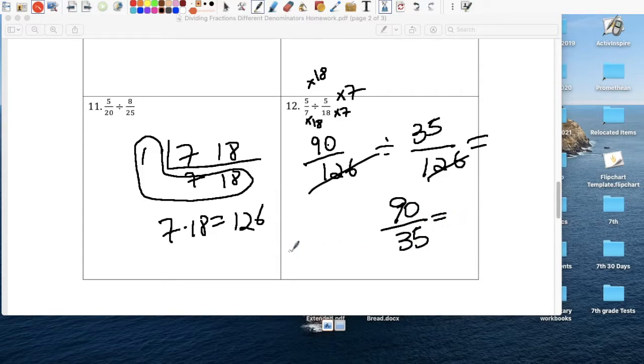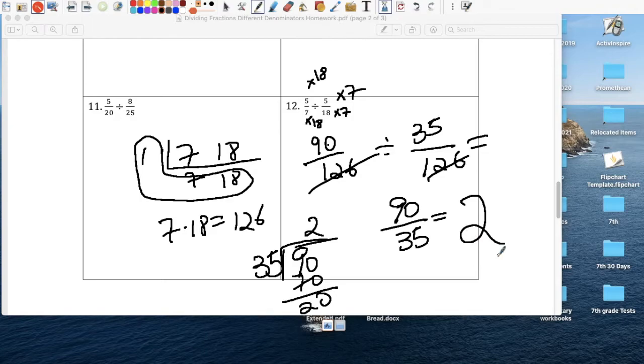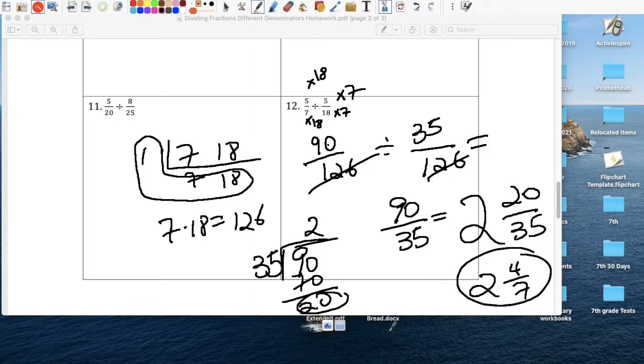Well, another way of doing this is divide 90 divided by 35. 35 goes into 90 2 times, which is 70. And then we have 20 left over. So it goes in 2 times. How many left over? 20 left over 35. We'll talk about simplifying this later. But if you did simplify, divide top and bottom by 5, you get 4 over 7. So that would have been your final answer.